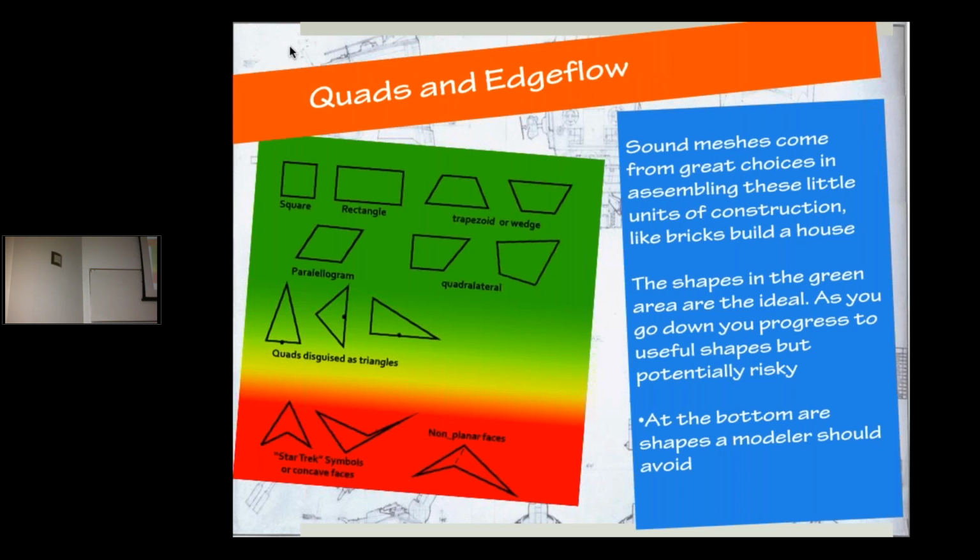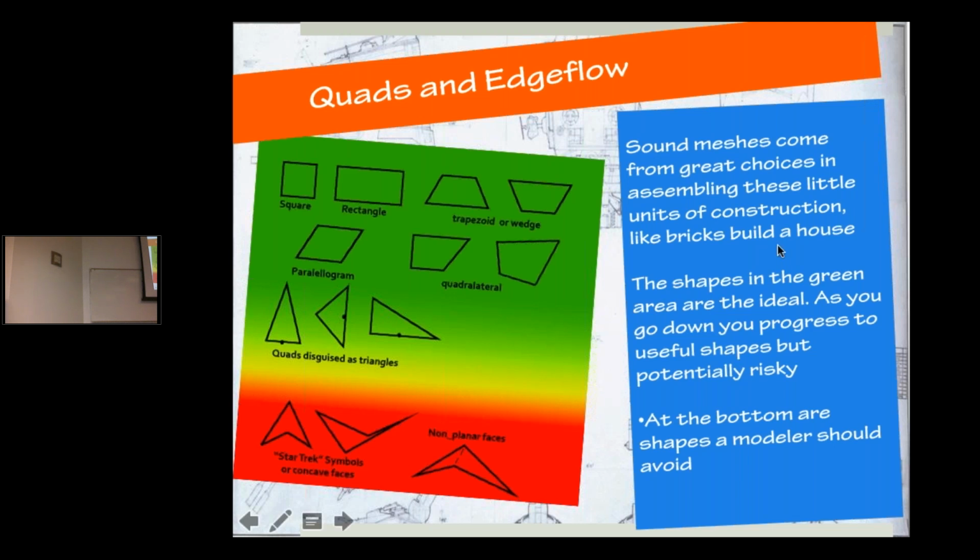So, quads and edge flow. Again, our goal is to have four-sided faces, for the use of the tools and the speed of the rendering and all that. But four-sided doesn't mean it has to be a perfect square. All of these are acceptable four-sided faces. It's when we start getting down into this area that we're starting to get into face shapes that are not ideal, and we're trying to avoid these whenever and wherever we can.